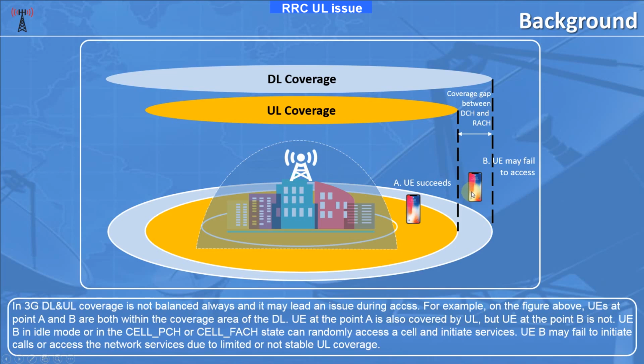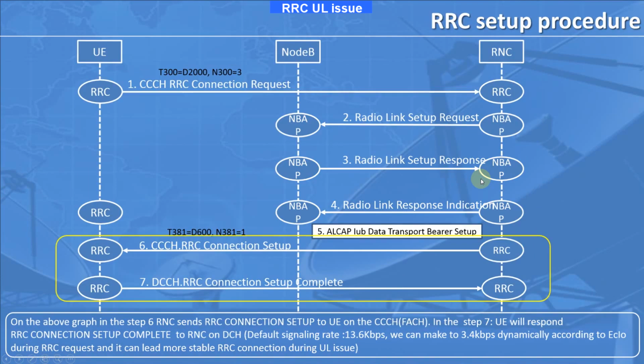UE B in the idle mode or in the Cell_FACH or Cell_PCH state can randomly access a cell and initiate services. UE B may fail to initiate calls or access the network service due to limited or unstable coverage.